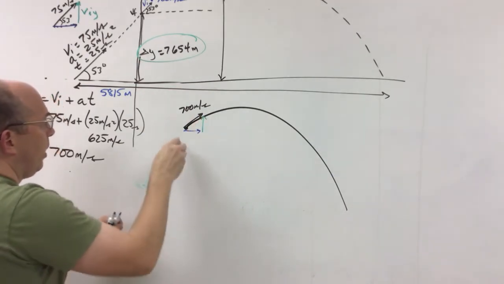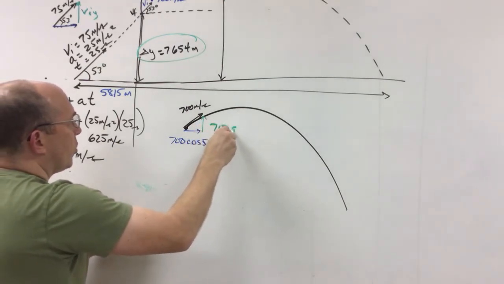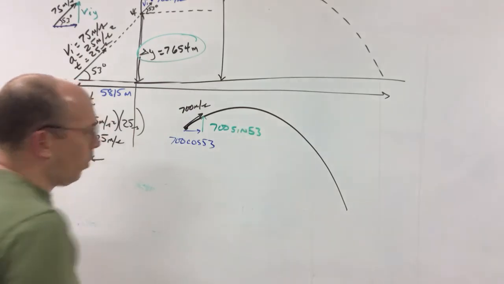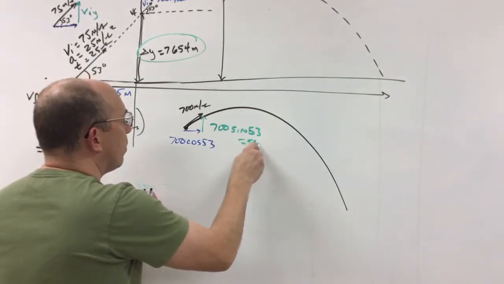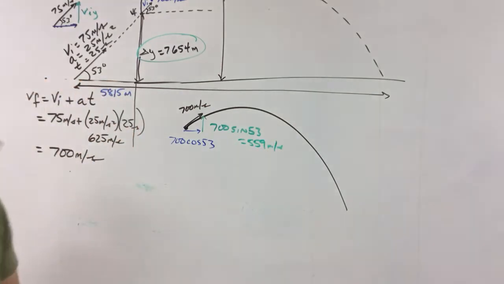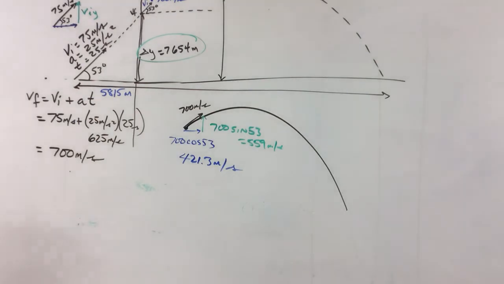So the same rules apply. This will be 700 times the cosine of 53, and this will be 700 times the sine of 53. X and Y components, so we'll do that. So 559 for the vertical, the horizontal .3. Okay.